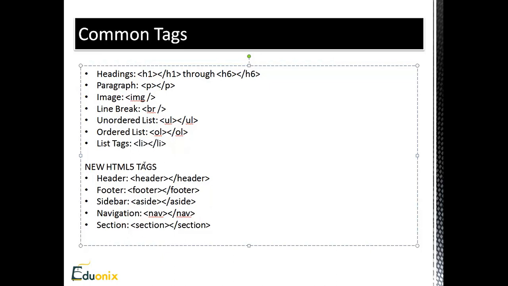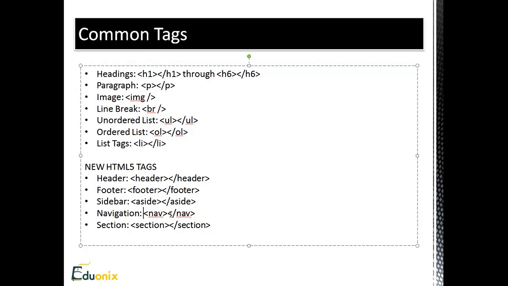So we also have a bunch of new HTML5 tags, and this is only a few of them. We have a header tag where we can put all our header content, maybe our logo or a slogan, stuff like that. And we also have a footer tag where we can put our footer menus and SSL seals and stuff like that. The sidebar, the aside tag is basically used for sub-content in a sidebar.